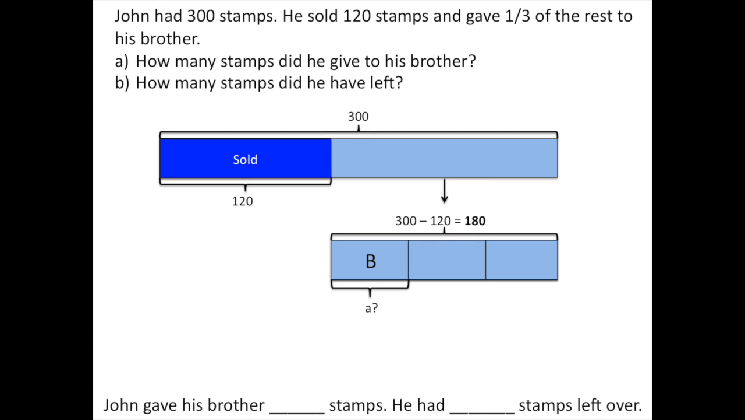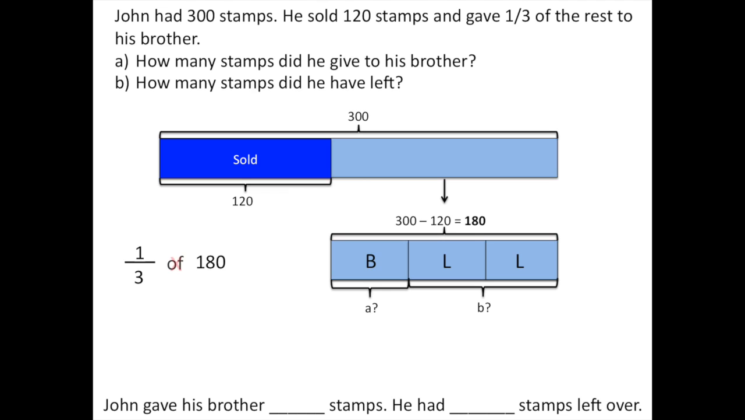If 1/3 is what he gave to his brother, then the other 2 boxes represent what is left over. So that's going to answer part B of this problem. How many stamps did he have left? So I'm going to add a question mark there. And you'll see that I also put up 1/3 of 180 because I can now begin to solve. If I want to know how many stamps he gave to his brother, I want to know 1/3 because the part that he gave to his brother is 1 part out of 3 parts in that bar. I want to know 1/3 of 180, which is the total number of stamps that he had left over.